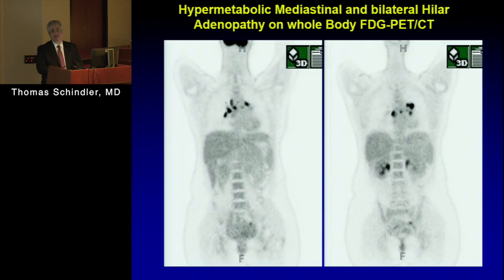And then we have PET advantage. We do also the whole body PET, so we get information of systemic disease. And you see there's perihilar mediastinal lymph node, classical for sarcoid, so we know this patient has sarcoid.